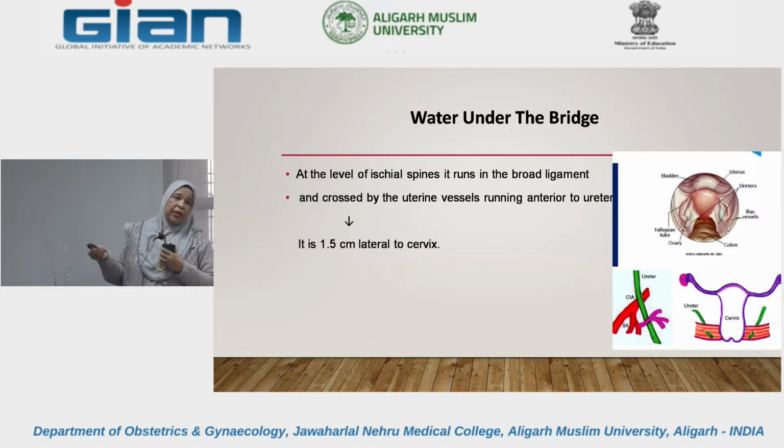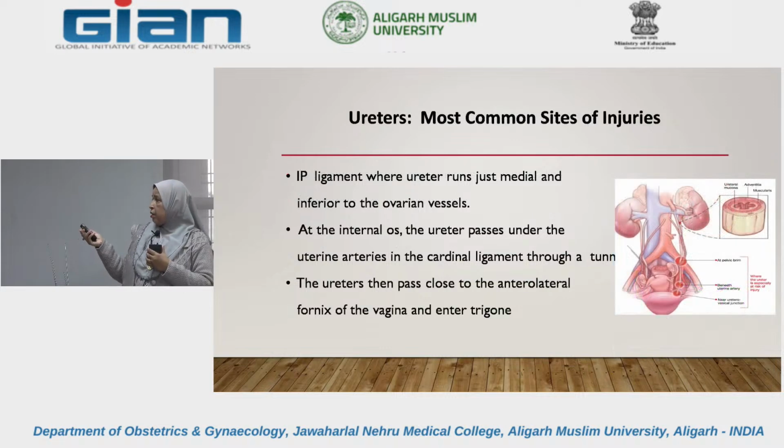This is the mnemonic our teachers teach us, and at the level where the uterine artery crosses, there is an important site of injury. The most common sites of ureteric injury: first, at the infundibulopelvic ligament, where the ureter runs just medial and inferior to the ovarian vessels. Second, at the level of the internal os, where the ureter is crossed by the uterine artery. And last but not least, when it is entering into the trigone.